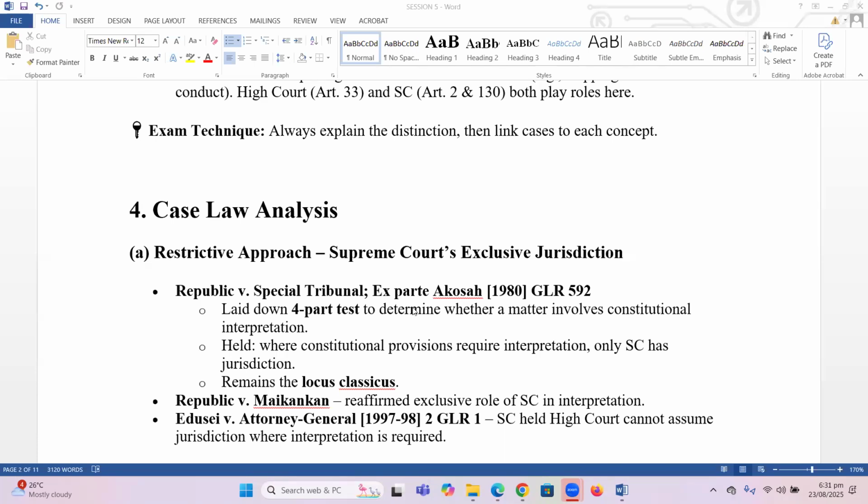Good. So, please, the old case of ex parte Akosa, that's the Republic v Special Tribunal, is still good law to a large extent. So, if you haven't ever read it, please read it for more insight into the four-part test laid down by the Supreme Court to determine whether a matter involves constitutional interpretation or not. So please, if you haven't read it, read ex parte Akosa. Then when can we say that a matter really involves a constitutional interpretation?